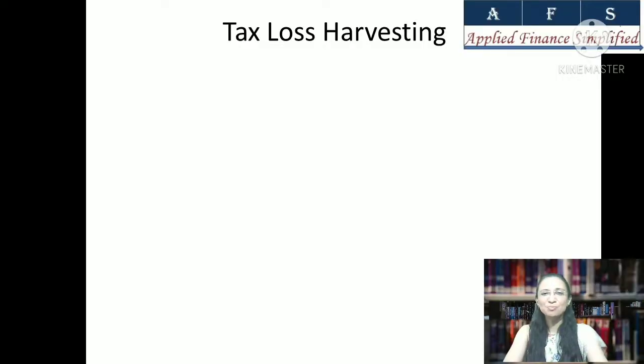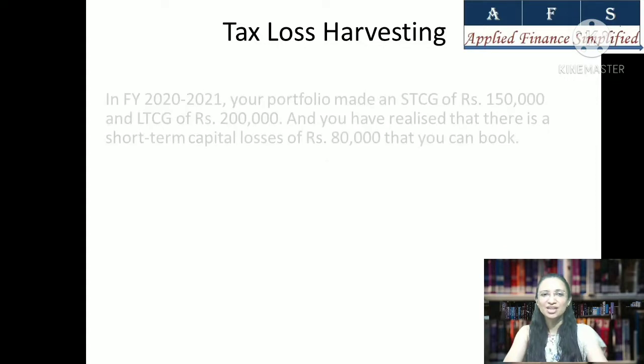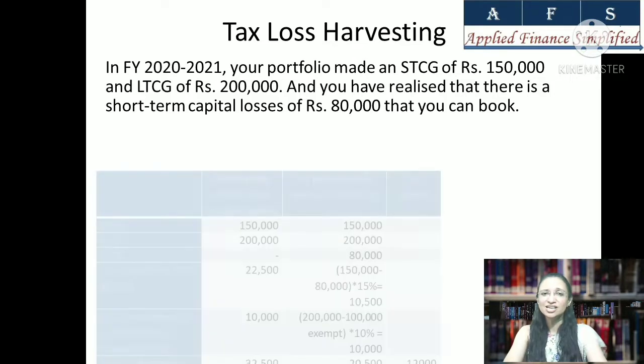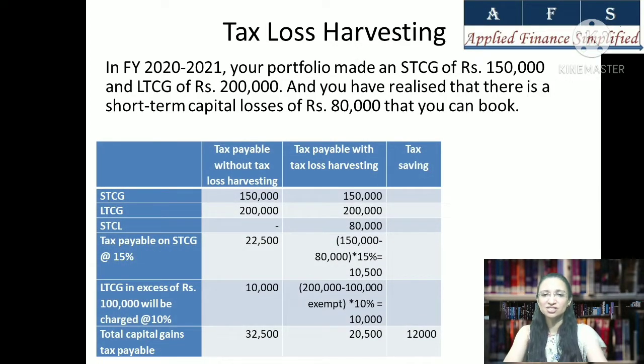Let us take an example of tax loss harvesting. Let's say your portfolio has made a short-term capital gain of 1,50,000 and a long-term capital gain of 2 lakhs in the financial year 2020-2021. And you have realized that your portfolio also has a chance to book a short-term capital loss of rupees 80,000. Let's work out the tax liability in case you harvest this loss and in case you do not harvest this loss, and let's look at what is the tax saving.